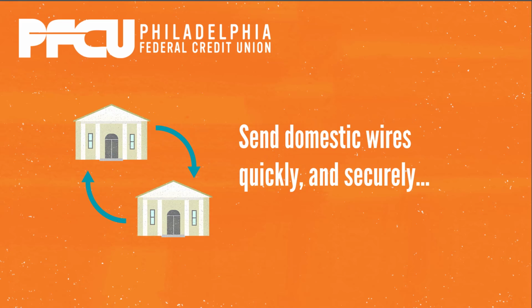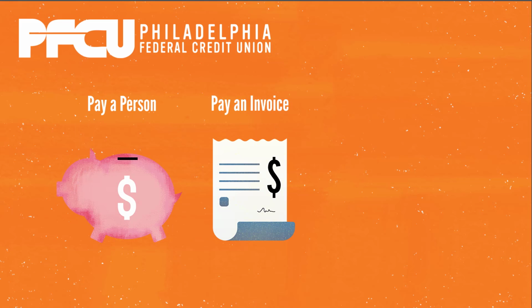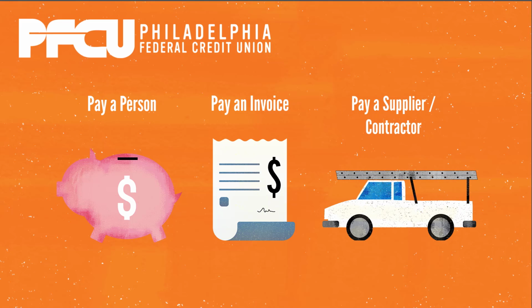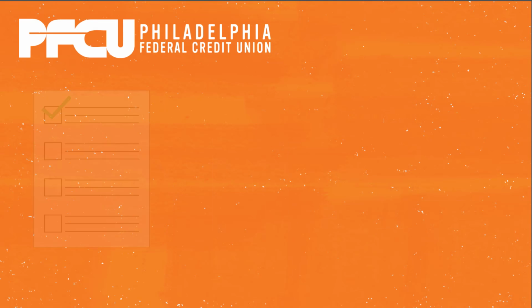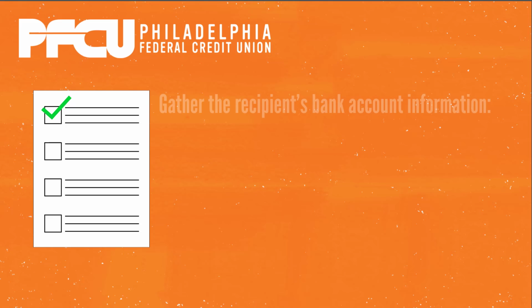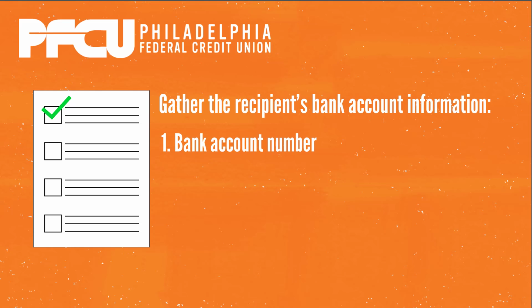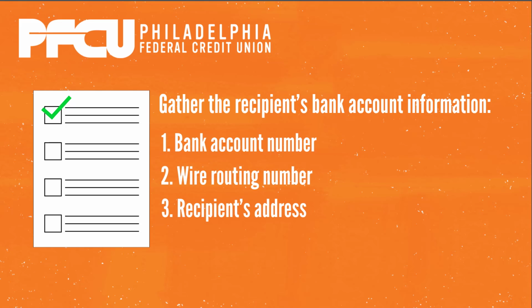In this video, I'll show you how you can send a domestic wire quickly and securely, whether you're sending money to someone's personal account, paying an invoice, or sending funds to a supplier or contractor. To make the process smooth and easy, first gather the recipient's bank account information, including bank account number, wire routing number, and the recipient's address that's on file with their bank.